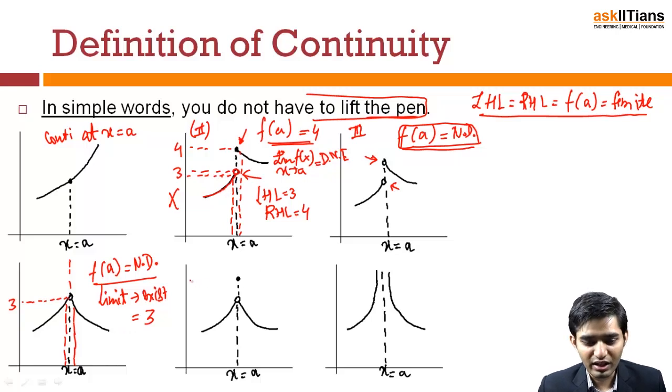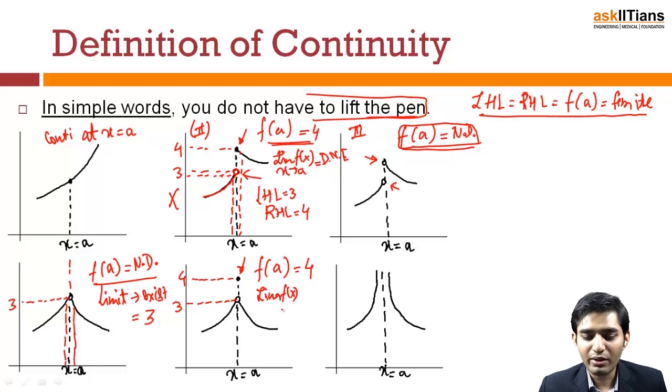Again, suppose I say that this value is 4 and this value is 3. In this case, what is f(a)? There is a dot here, right? So f(a) will be 4. But what will be the value of the limit? The limit of f(x) will be 3, right? Because LHL and RHL both will be 3. If I check at x equal to a minus or at x equal to a plus, in both cases I will get the limit of this function equal to 3.